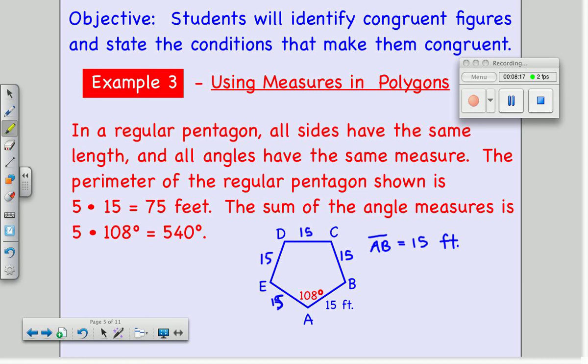So, the perimeter of the regular pentagon shown is 75 feet because 5 times 15 is 75. There's 5 sides. Each side is 15 feet. Multiply that together, 75. The sum of the angle measures is 108 times 5 because there's 5 angles. Each one is 108. That's 540. So basically what that means is all pentagons have to have a total of 540, even if their angles are not the same. Okay? So all pentagons are going to measure 540 degrees. That's good information to have.